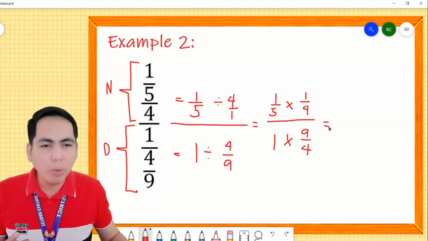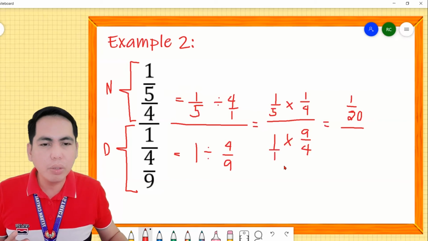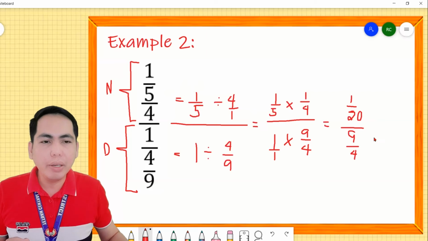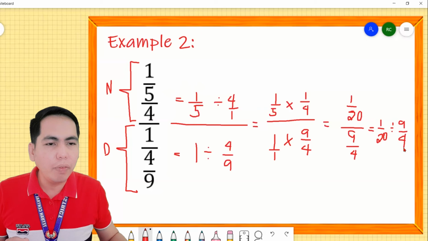Following the rules in multiplying fractions, we can multiply 1 times 1 to give us 1 over 5 times 4 will give us 20 over 1. The whole number 1 is understood to have a denominator of 1, so we can write a denominator of 1. So, 1 times 9 will give us 9 over 1 times 4 will give us 4. So, 1 over 20 over 9 over 4 is the same as 1 over 20 divided by 9 over 4.